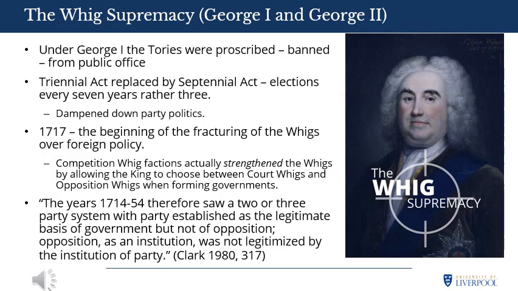Following the Jacobite uprising, George I removed the remaining Tories from government, and for the first time, the ministry was composed solely of Whigs. This was the beginning of the Whig supremacy and the proscription, i.e. banning, of Tories from political office, which would last from 1714 to 1760.